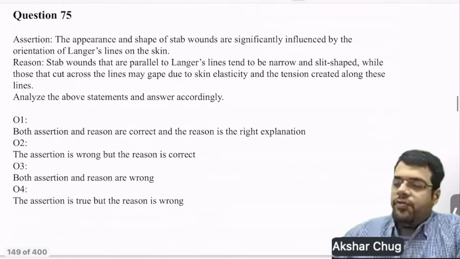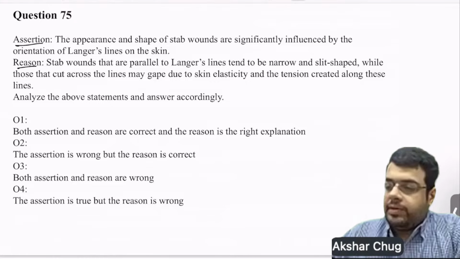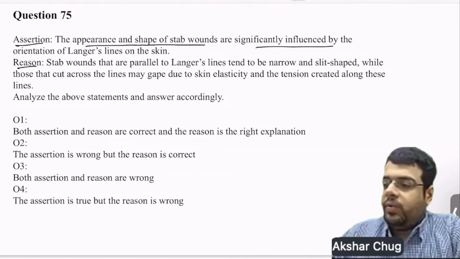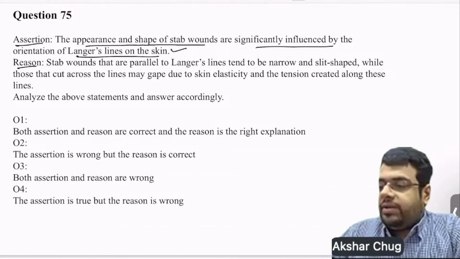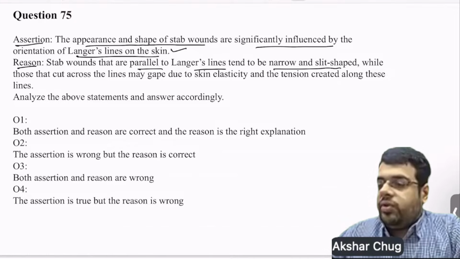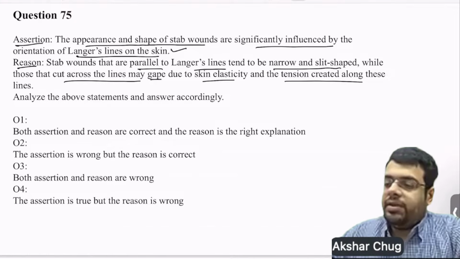Question 75 is an assertion-reason type of question. Appearance of a stab wound is significantly influenced by the orientation of Langer's lines in the skin. That is correct. Stab wounds that are parallel to Langer's lines tend to be narrow and slit shaped, while those cut across the lines may gape due to skin elasticity and tension created along these lines. This is also correct, and it is the reason for the assertion.